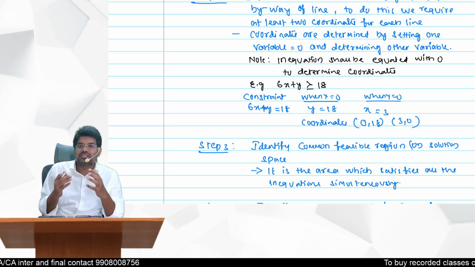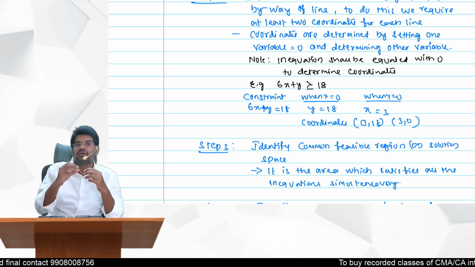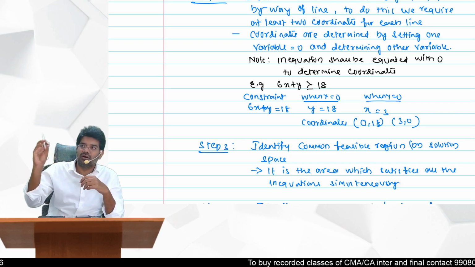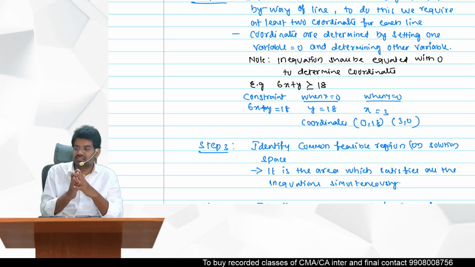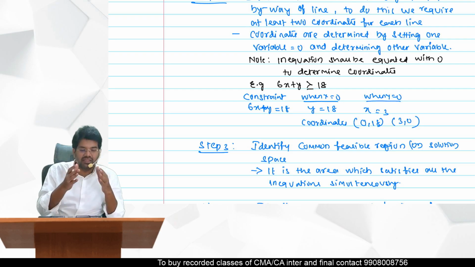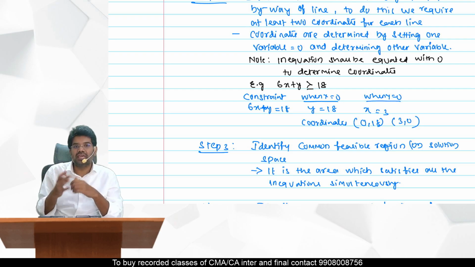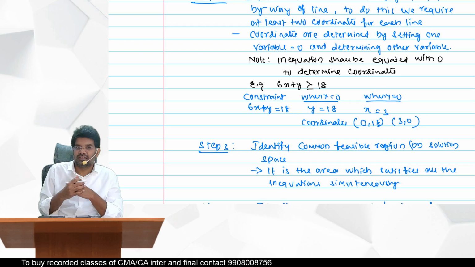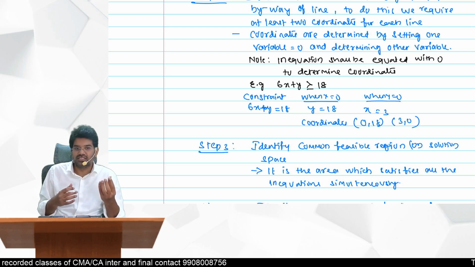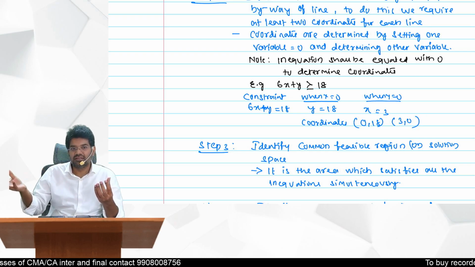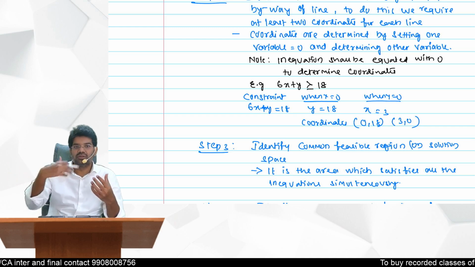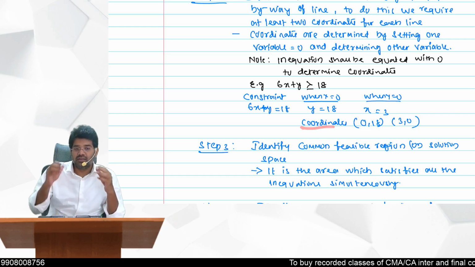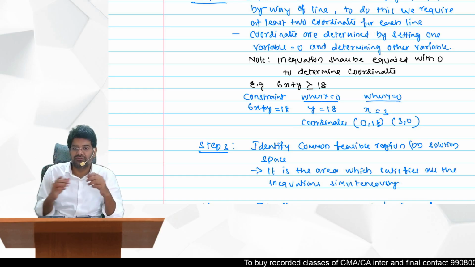So step number 2 is we should represent our inequations on the graph. To depict them on the graph, we require coordinates. To get the coordinates, first convert the inequality into equality. Then take x equal to 0 to get the other variable. Then take y equal to 0, then you will get the x variable. This is how you should get the coordinates. Then plot these coordinates on the graph.